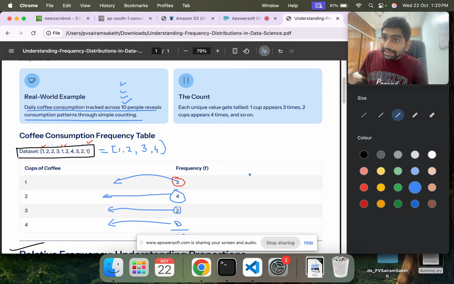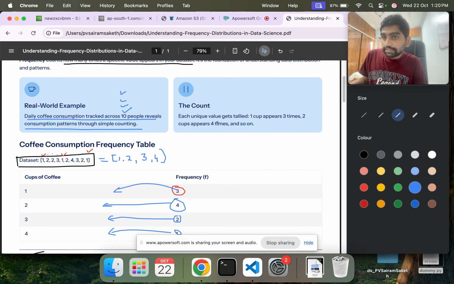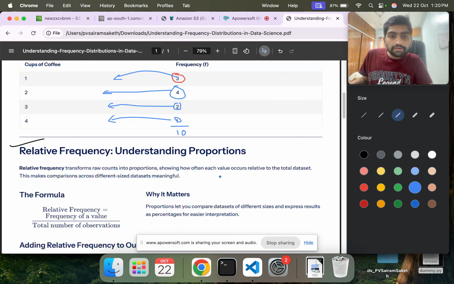So to analyze what percentage of people are drinking that particular amount of coffee, you can do this by using frequency. So this is one very important example that we discussed here. So this is about the frequency.